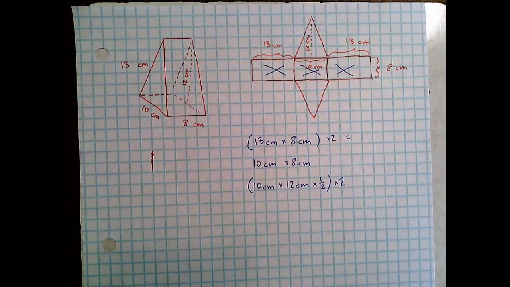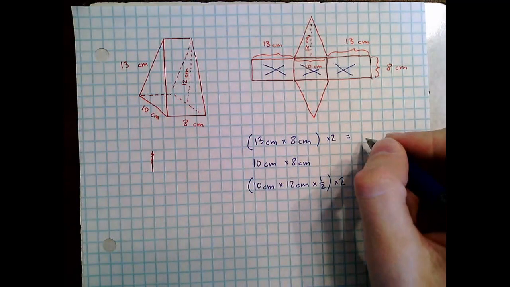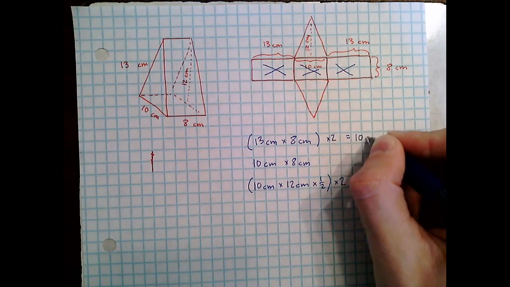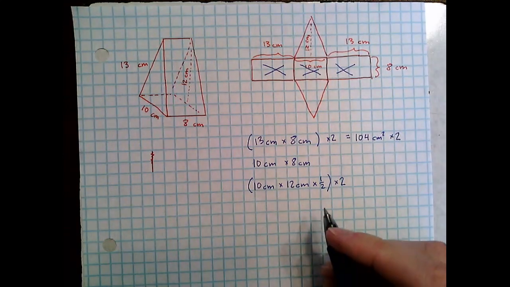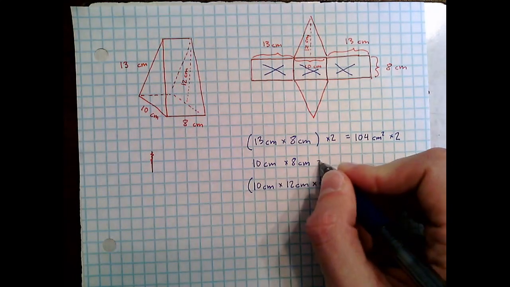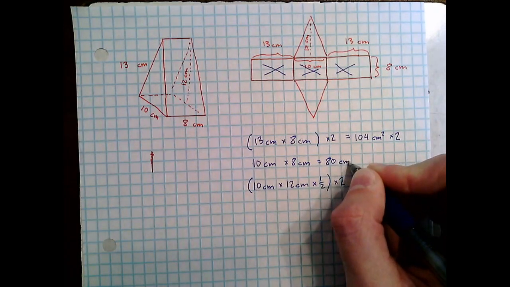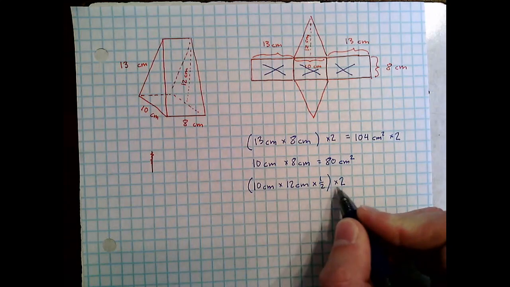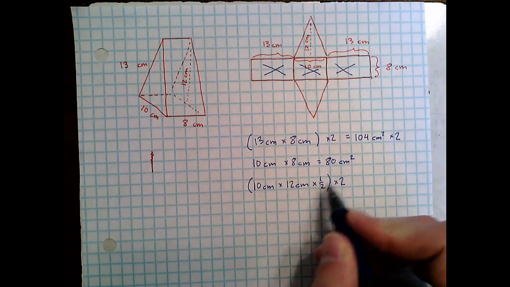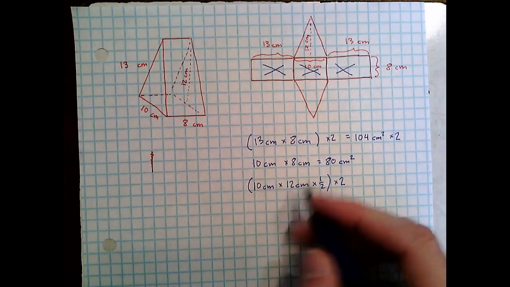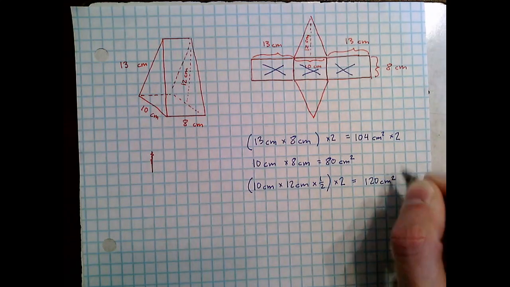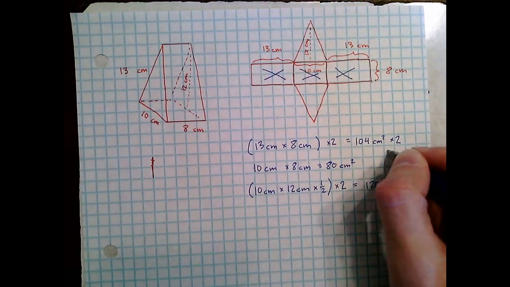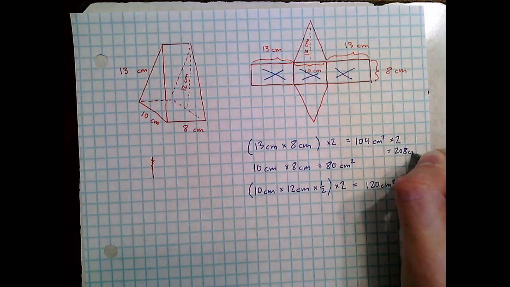13 times 8 would be 104 centimeters squared. I need to multiply that by 2 though. 10 times 8, that is simply 80 centimeters squared, and that one does not need to be doubled. This one I'm multiplying by half and then doubling, just like the one before. So I don't actually have to do either of those steps. They cancel out. And 10 times 12, that is simply 120 centimeters squared. So I still need to do 104 centimeters squared times 2. That is 208 centimeters squared.